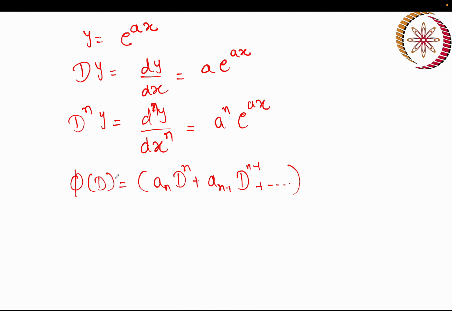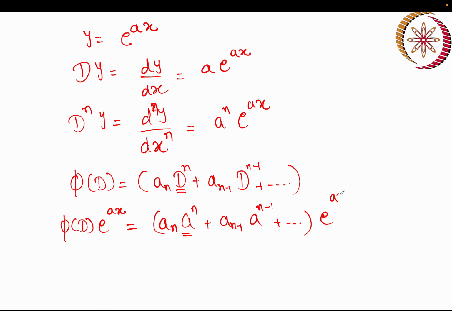And let's say we apply it to e raised to ax. So phi of D on e raised to ax is nothing but, where there is n derivative, we'll get a raised to n plus a_1 a raised to n minus 1 and so on, and finally e raised to ax. The a's here are coefficients, so don't mix them with this. So we can see that it is nothing but phi of a times e raised to ax.